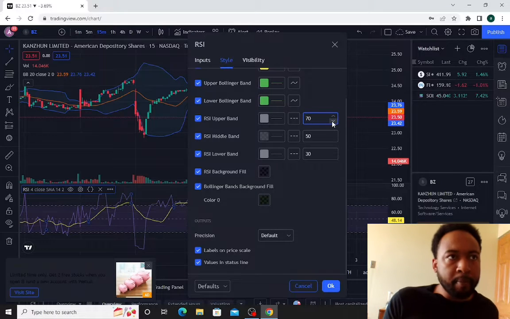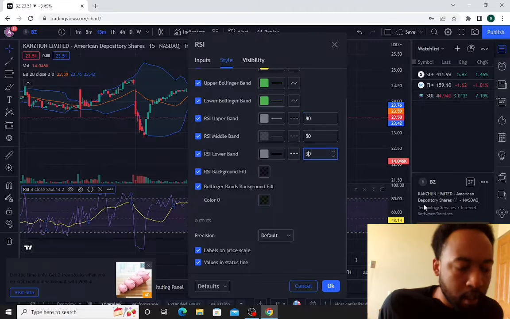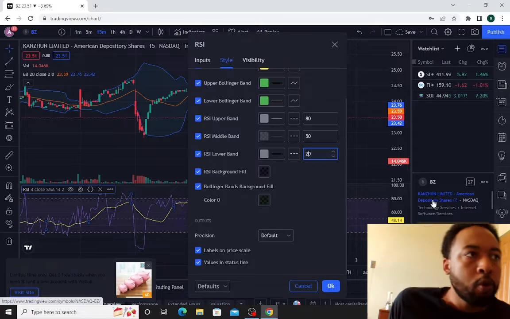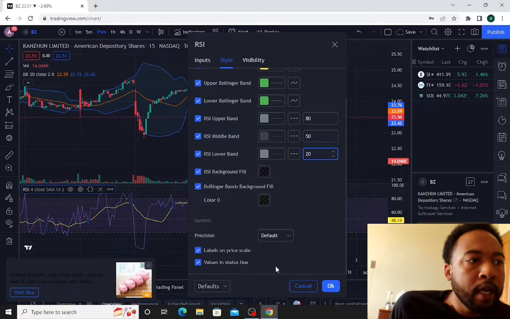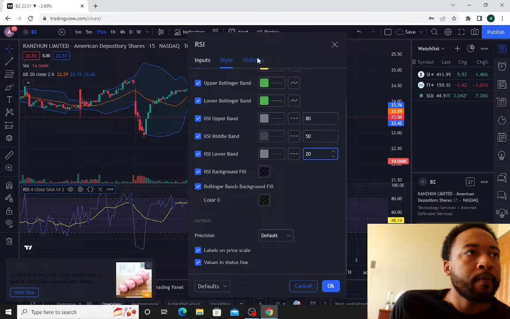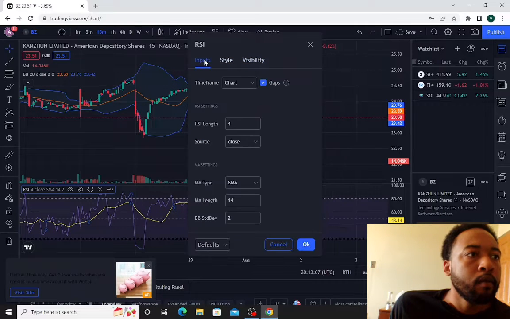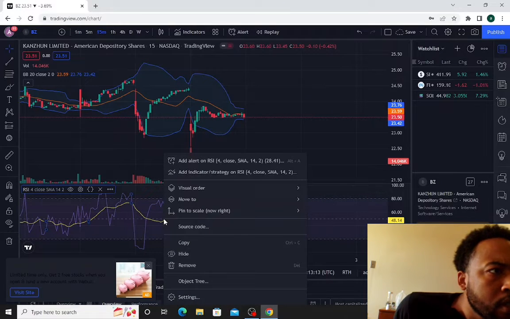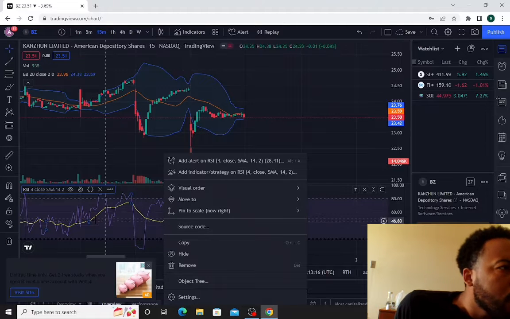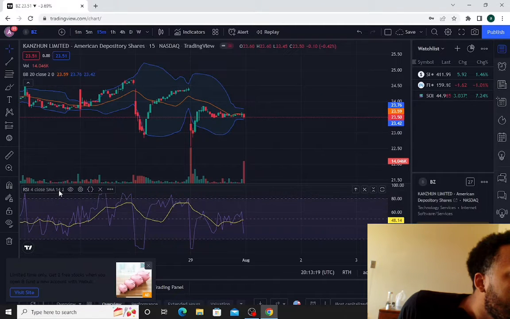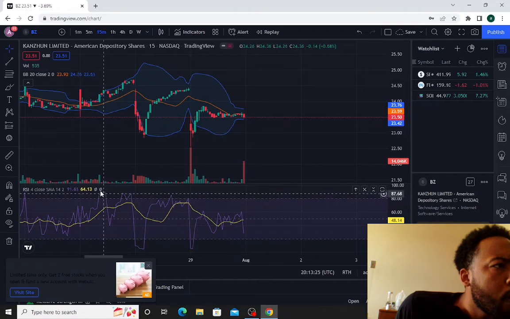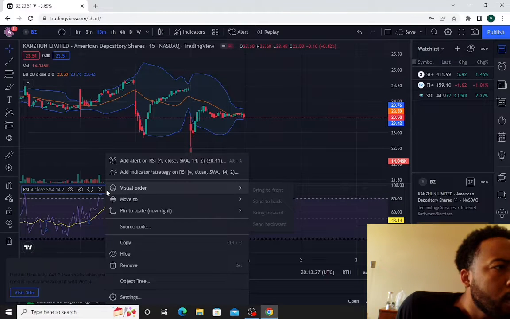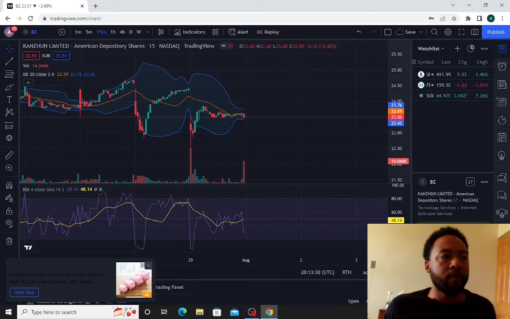Let's change the upper band to 80. Let's change the lower band to 20. We can leave the colors the same. Okay, let's press OK. Now this moving average, we can remove that. You know what, as a matter of fact, that moving average is actually helpful.